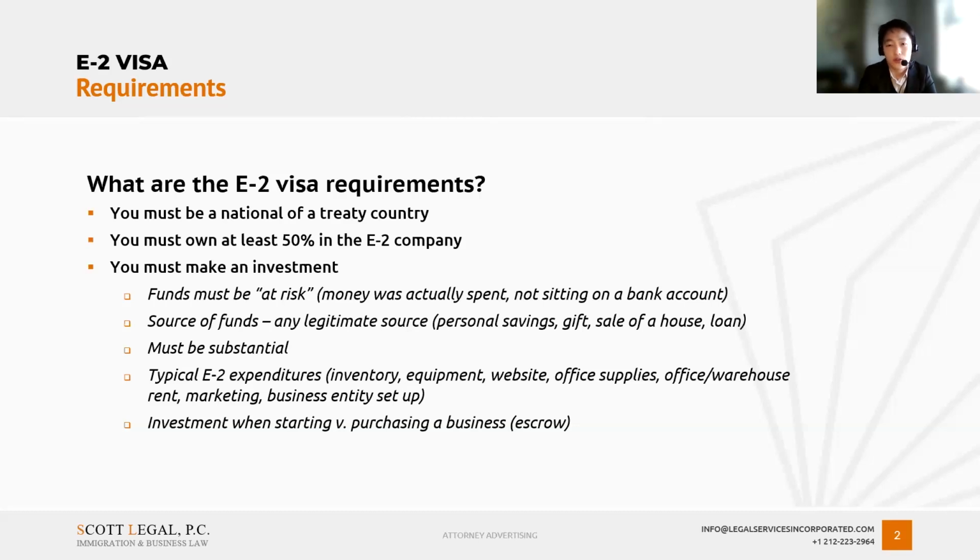Now, loans are okay, but it must be secured. It cannot be secured by the E-2 business or any of the E-2 business's assets. So if you're using a secured loan, then it must be secured with some unrelated property that you own, for example, your own residential house. And if you take out a loan against your house unrelated to the E-2 business, you could use that as your source of funds.